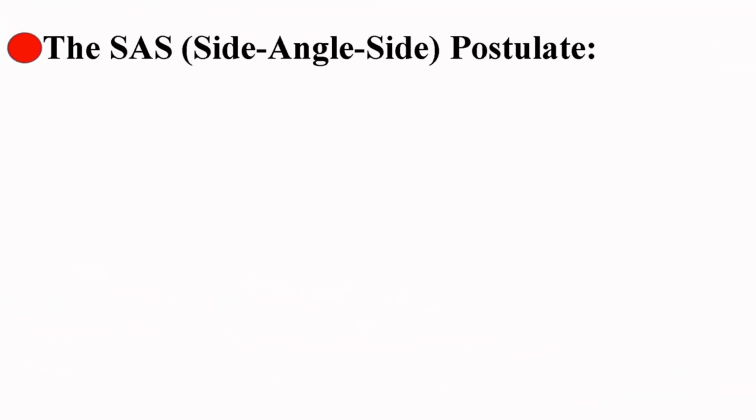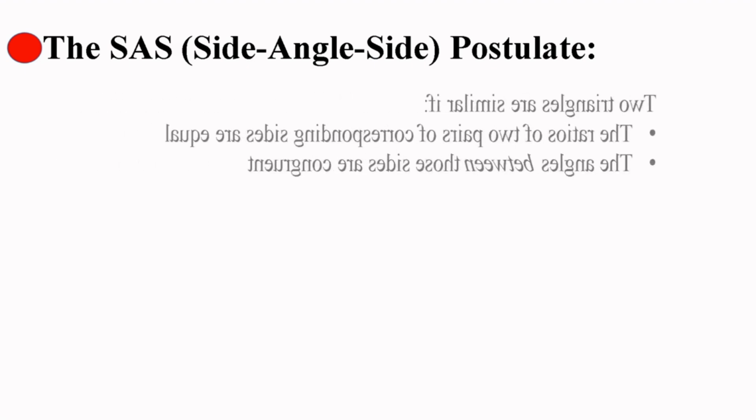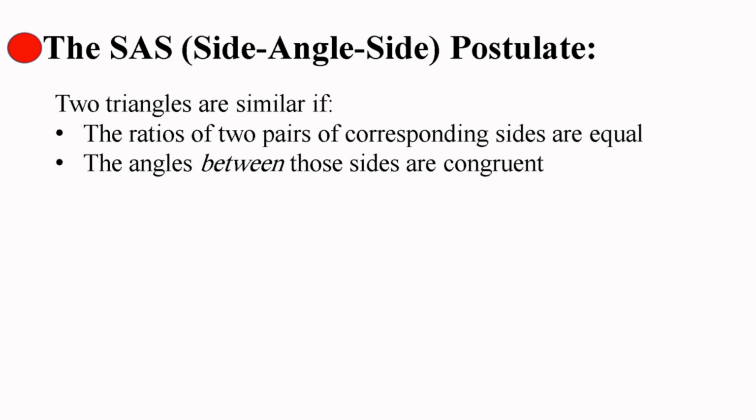The second method that we have for proving similarity in triangles is something which we call side angle side, or the abbreviation of that is going to be SAS. What does it say, SAS postulate? It says for proving similarity in triangles, the only thing that we need to do is proving that the ratio of two pairs of corresponding sides are equal, and the angles between those sides, not any angle, the angle which is between those sides are congruent.